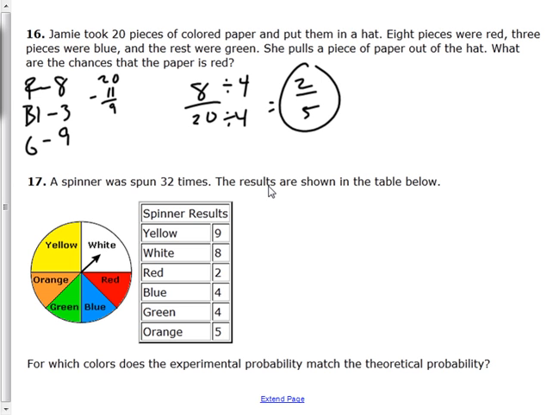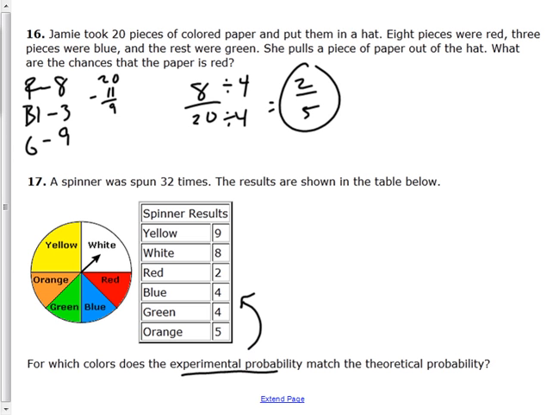The next one, a spinner was spun 32 times. The results are shown in the table below. So 32 times. If I add all these up, this would equal 32. It says, for which colors does the experimental probability match the theoretical probability? So the experimental probability is this right here. This is what actually happened.